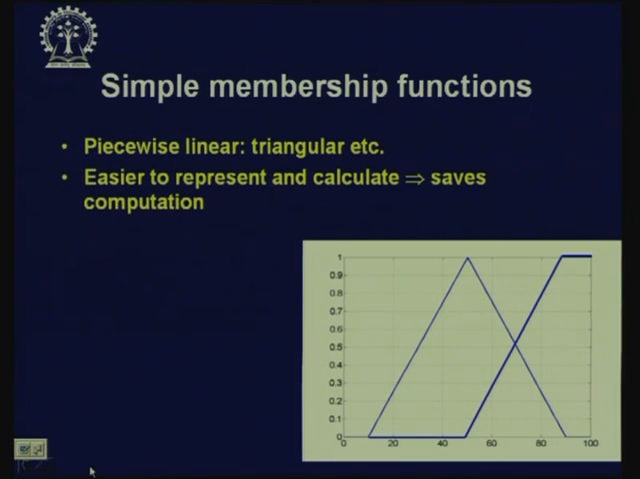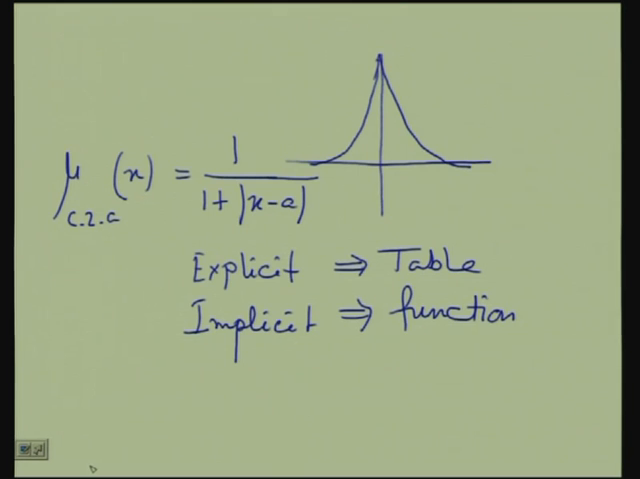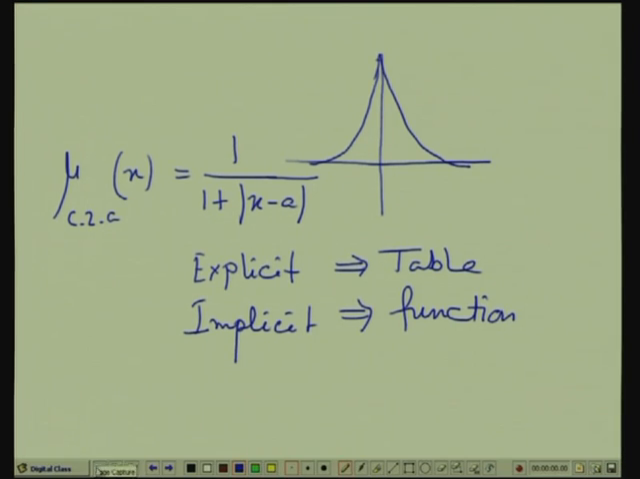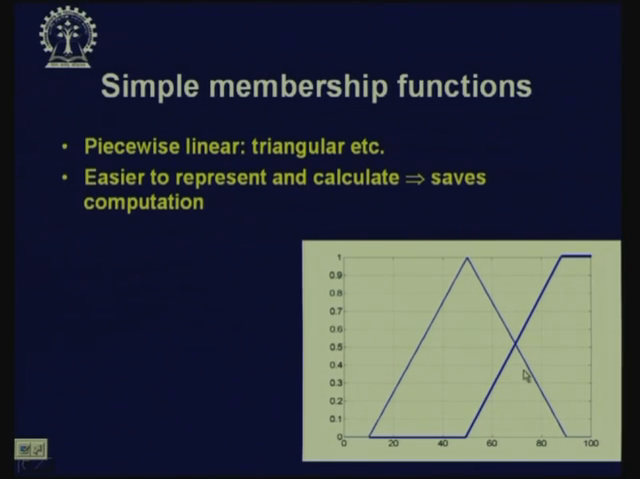Now, we usually prefer to have piecewise linear curves, like triangular, or another sigmoid, but instead of being a very continuous curve, it is a piecewise linear curve. This is often preferred because it is easier to represent, and also calculation is easier, it saves the computation.